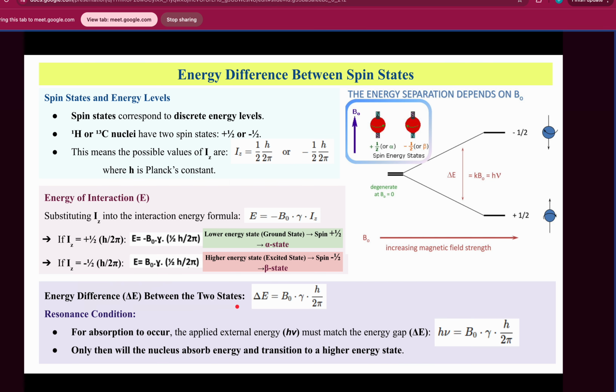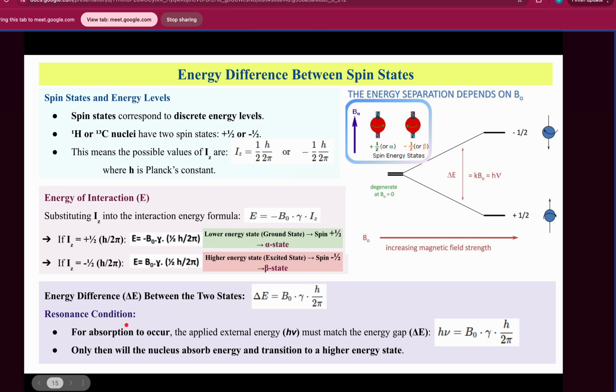So the energy difference between the two states is del E, which equals B naught gamma h by 2 pi. This energy difference is simply calculated by taking the difference between both of these energies. So if we subtract both of them, then we'll get this value.